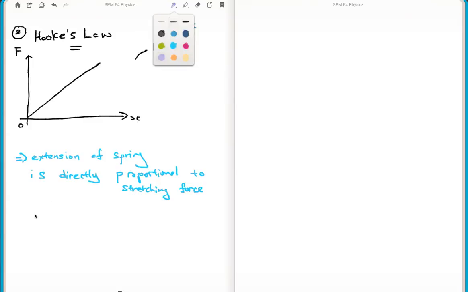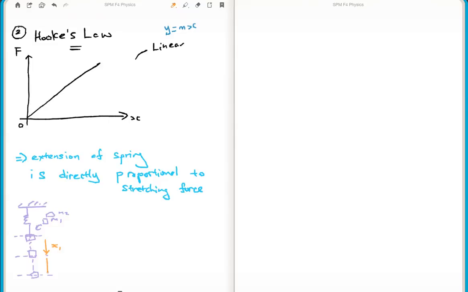As for the experiment, you need to read the procedure in the book. Let me give you an idea. This is the original position, your initial reference. You add weight, mass 1, mass 2, and the spring elongates to here, and eventually to here. This is my x1, and here to here is my x2. This is my zero position.